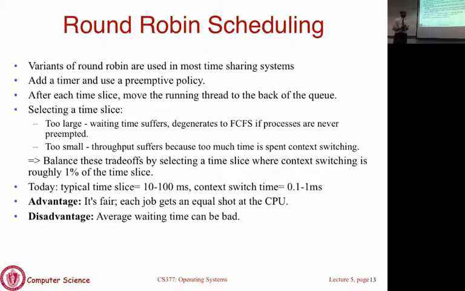So very quickly, the advantage is that it is fair, in that every job gets a shot at the CPU. You are cycling between processes, you are not favoring any one of them. You're simply going in order and giving each of them a turn at the CPU. So it's fair in that sense. The disadvantage is that we'll see that average wait time can actually be bad in some cases.